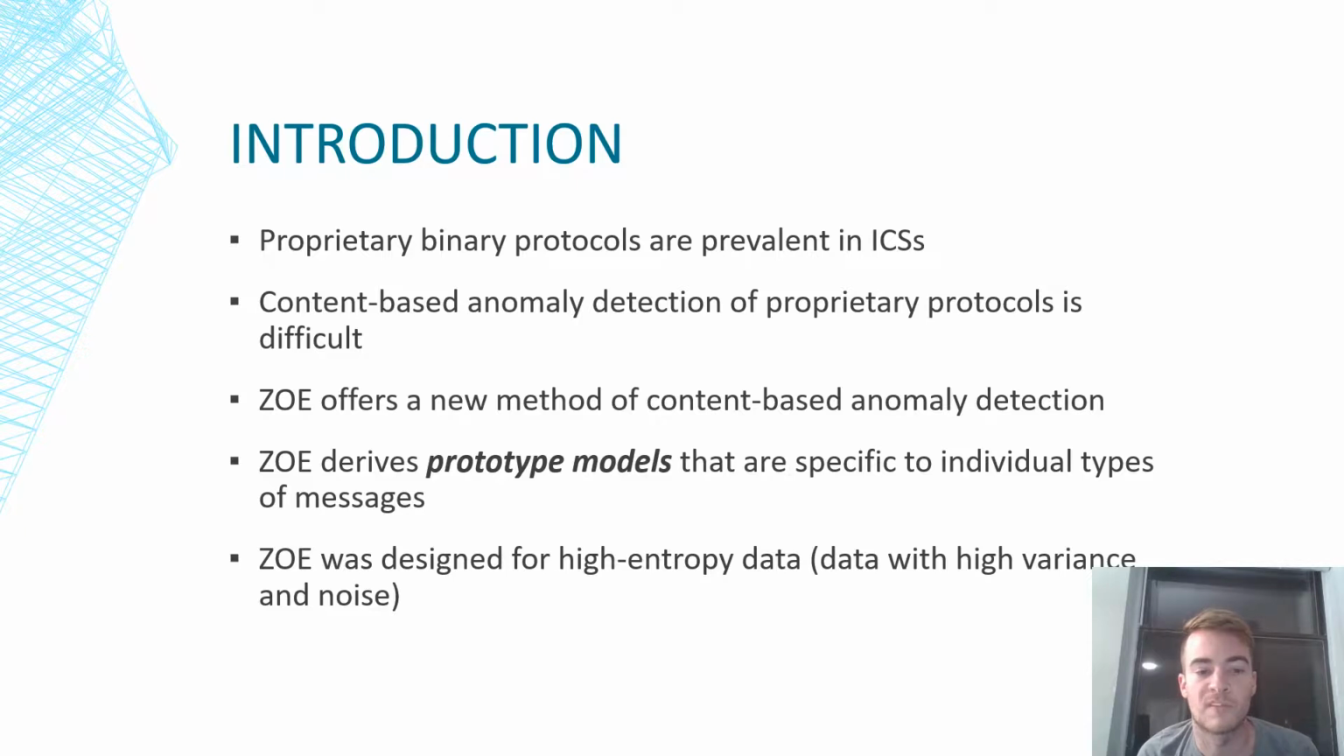So ZOE, which is the tool built by the authors, offers a new method of content-based anomaly detection. It derives what are called prototype models, which I'll go into further detail later in the presentation, that are specific to individual types of messages. And ZOE was designed for high entropy data, or data with high variance and noise. So this particular anomaly detection is difficult with data that is high entropy, and this is the particular problem that ZOE seeks out to rectify.